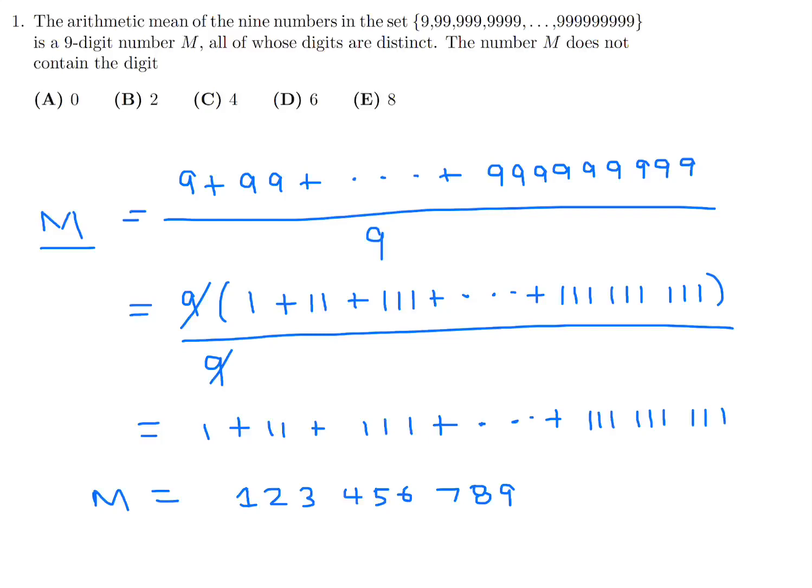And they're asking, what digit does m not contain? Well, it doesn't contain a 0. So the answer is A.